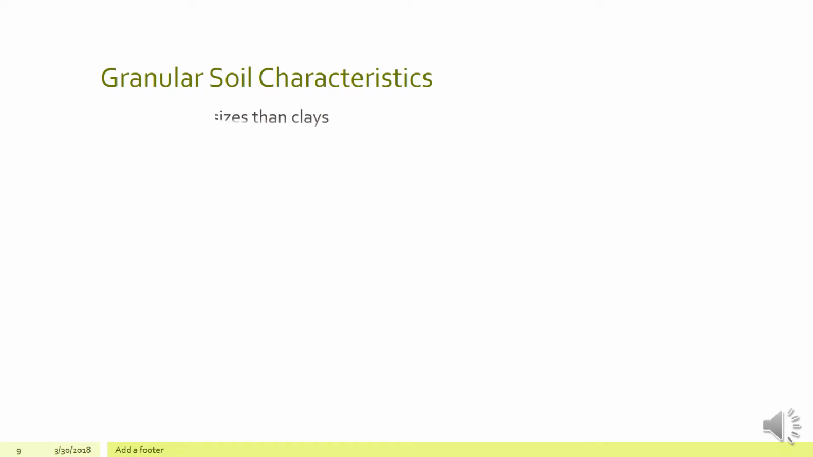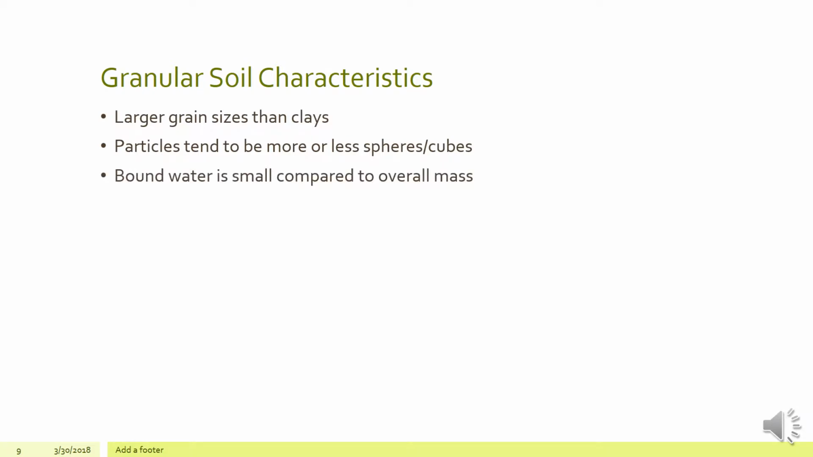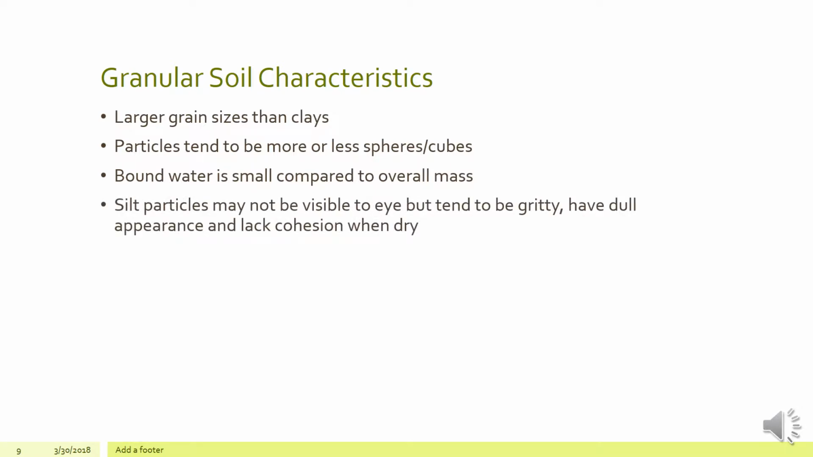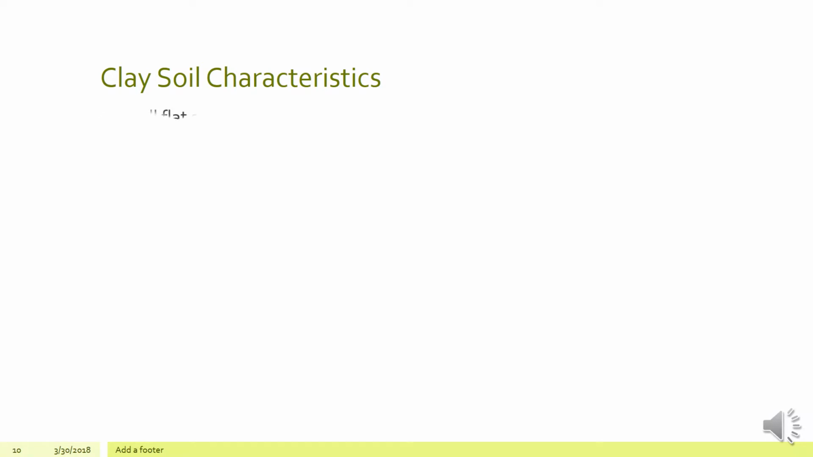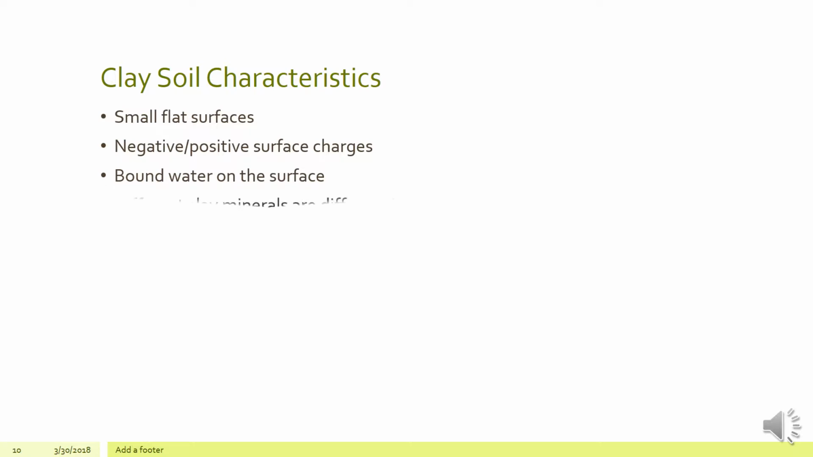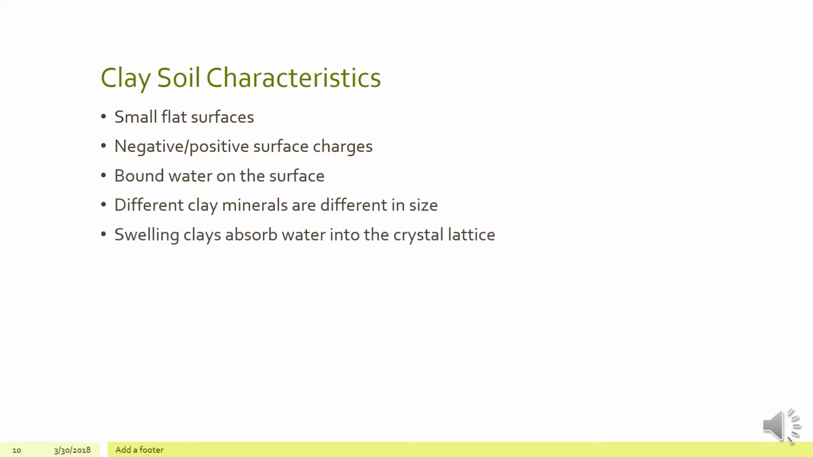Granular soil characteristics: larger grain sizes than clays. The particles tend to be more or less spheres or cubes. Bound water is small compared to the overall mass. Silt particles may not be visible to the eye, but tend to be gritty, have dull appearances, and lack cohesion when dry. Our clay soil characteristics, on the other hand, have small flat surfaces with negative and positive surface charges. We get bound water on the surface. Different clay minerals are different in size. Swelling clays absorb water into a crystal lattice. Shrinkage occurs due to evaporation or loading, so again a big concern with clay.